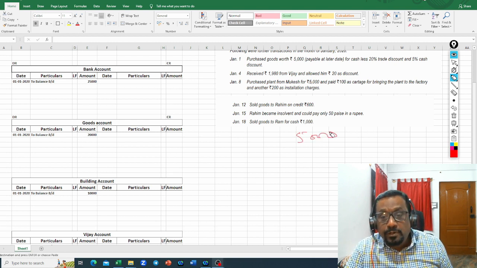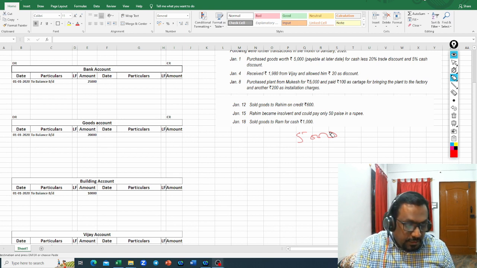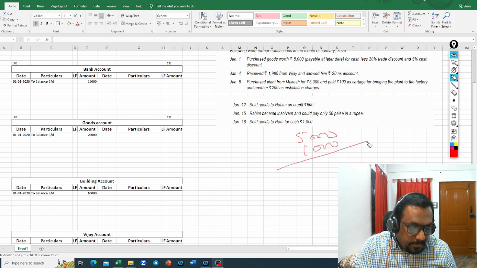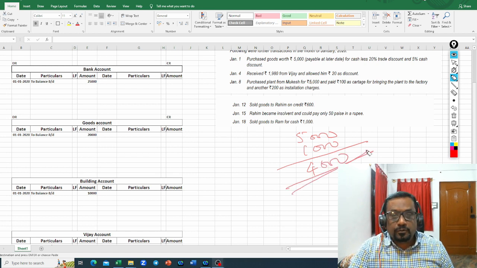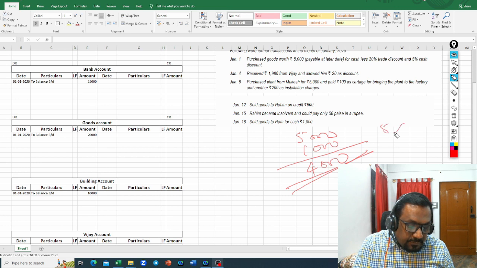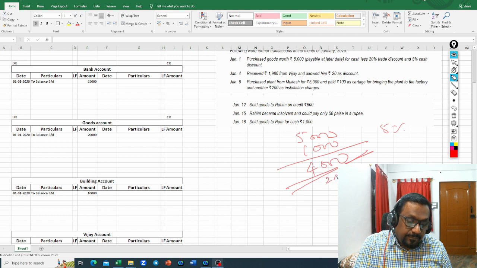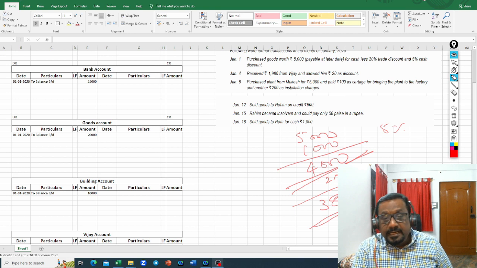How much trade discount they have given? 20% is the trade discount. 20% on 5,000 comes to 1,000. That means my net purchases is to the extent of 4,000. In this 4,000, again they have given 5% cash discount. 5% on 4,000 is going to be again how much? 200. That means 3,800 is the net payment we made for this cash purchase.